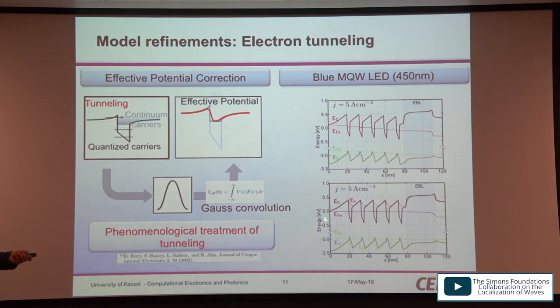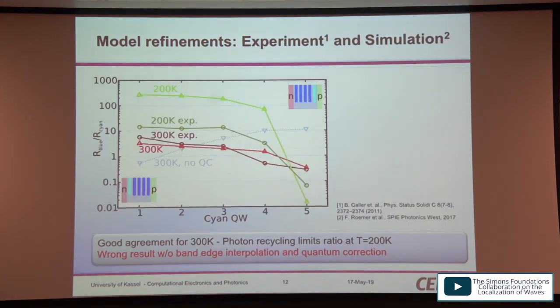So anyway, we see that the multi-quantum well scales very nicely, and we again compared this to data from Osram. They made a multi-quantum well LED with a color-coded quantum well. Here you have 4 blue quantum wells and 1 cyan quantum well. What they compared is the luminescence in the blue divided by the luminescence in the cyan, and they switched the position from 1 to 5 of this color-coded quantum well.